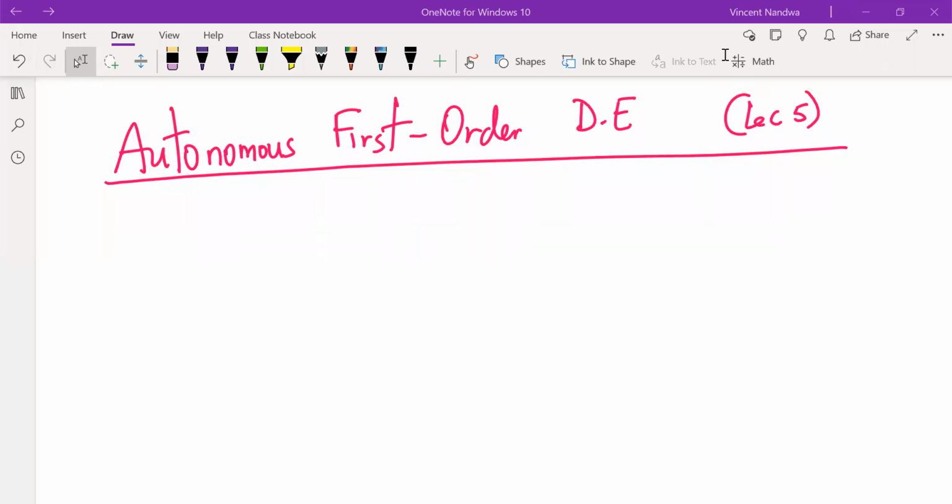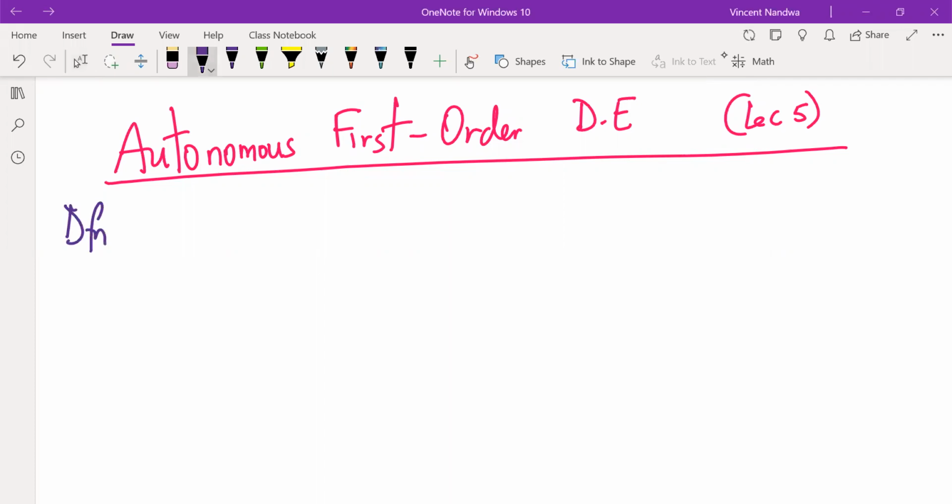Welcome back. In this session we are going to discuss autonomous first order differential equations and introduce different methods of solving ordinary differential equations.